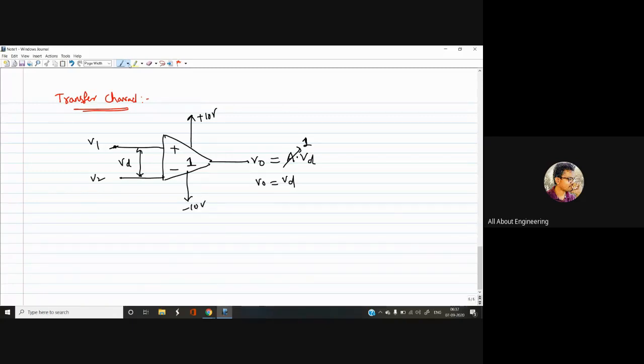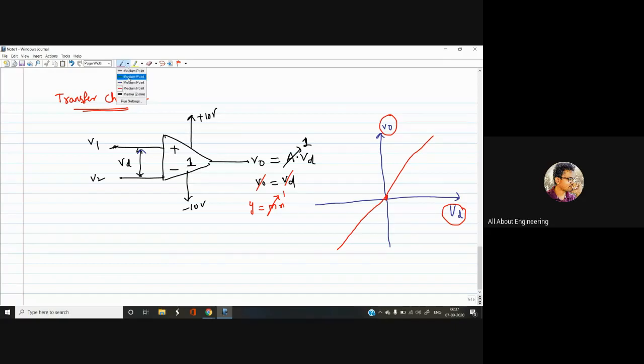Now for this device, if you draw the transfer characteristics, that is the characteristics between input and output, the voltage transfer characteristics. As my input is treated in the form of a differential input, let me take VD on the x-axis and V out on the y-axis. So this is my VD and this is my V out. If I draw the transfer characteristics, it is like y equal to mx with slope 1. So this would give me a straight line passing through the origin. This is the usual transfer characteristics of this amplifier.